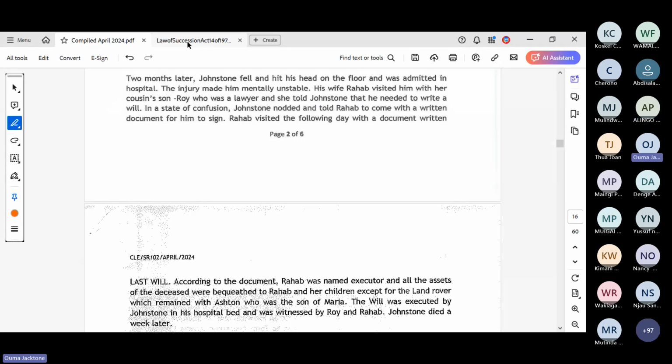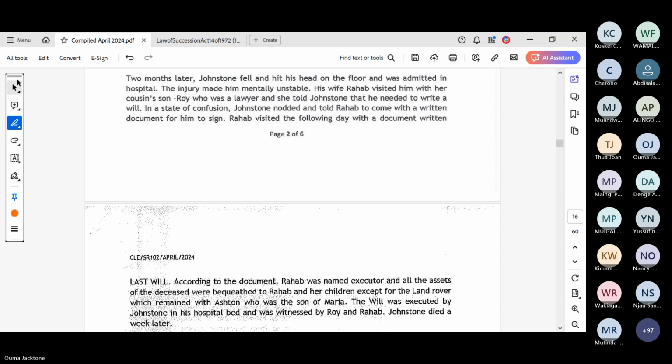Now, do it this way. When you see a question like that and you think it is invalid, the first thing you ask yourself is why is it invalid? You can see that it is invalid because, number one, mental capacity. That is the first one. The second one, why do you think it is invalid?